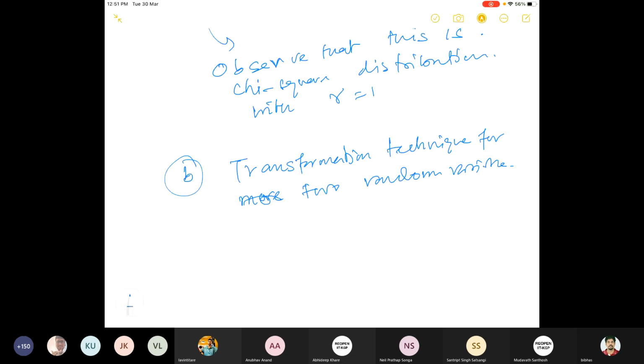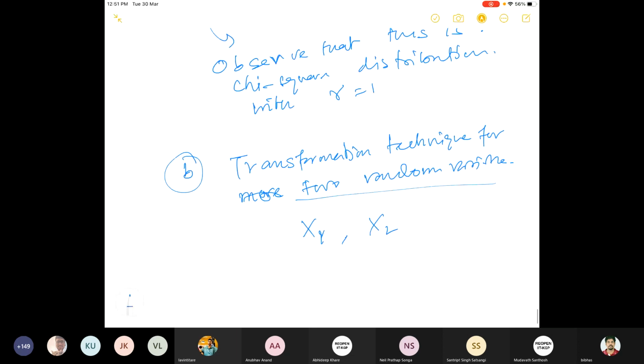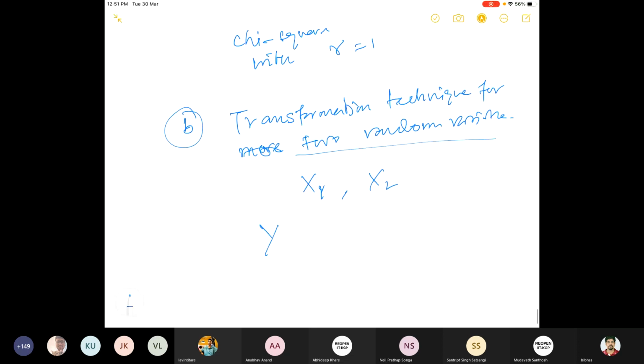Okay, so here what we are given is two random variables, let's say x1 and x2, and suppose I am given a function y which is u of x1 and x2, or it could be a pair y1, y2 equal to u of x1, x2. Depending on what kind of function it is, a two-variable function or a one-variable function, we can find it out.